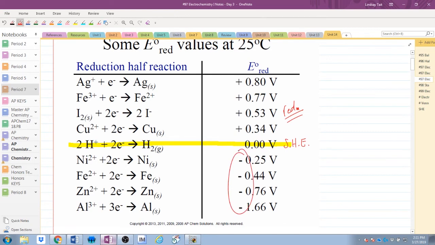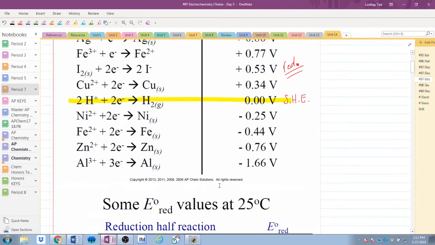But if the reduction is unfavorable, then what's true about the oxidation? Favorable, right? If it's unfavorable one way, it's favorable the other. And so if these guys were favorable oxidations, that means they were giving their electrons to the SHE, right? So that's kind of where everything is measured in standard of, is according to this hydrogen cell, right?